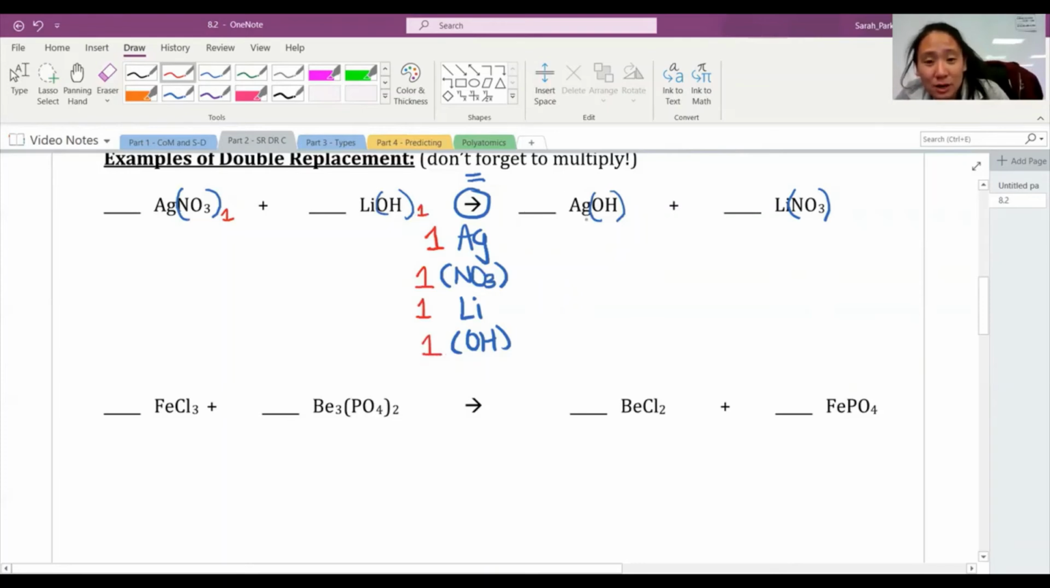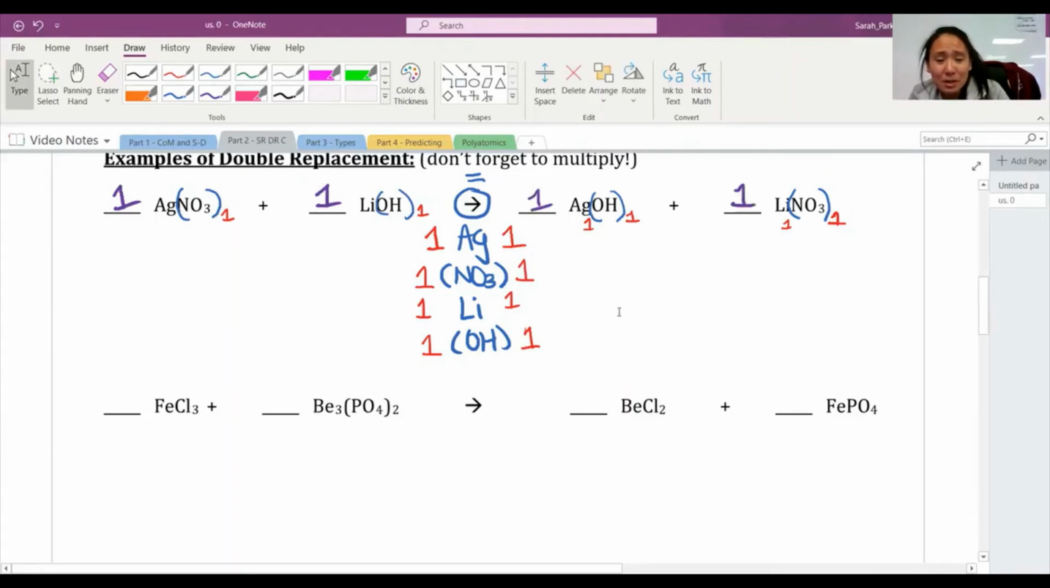So for silver here, I have 1 silver, 1 hydroxide. I have 1 lithium, and you always look at the number on the outside. It's a 1. So 1 lithium and 1 nitrate. I have 1 of everything. It's already balanced. So you don't have to do anything. Already balanced. So you can leave it all blank. Or if you want to give like a mental note to yourself, you're like, these are already balanced. These are all 1s. 1, 1, 1, 1.